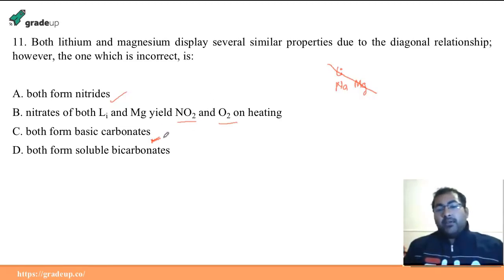Many of the bicarbonates are in liquid form, some are in solid form, but the carbonates are basically water insoluble. Their solubility can be compared, but they are water soluble. So both form basic carbonates. That is not true. In fact, Li doesn't form a basic carbonate, but magnesium in fact forms a basic carbonate.